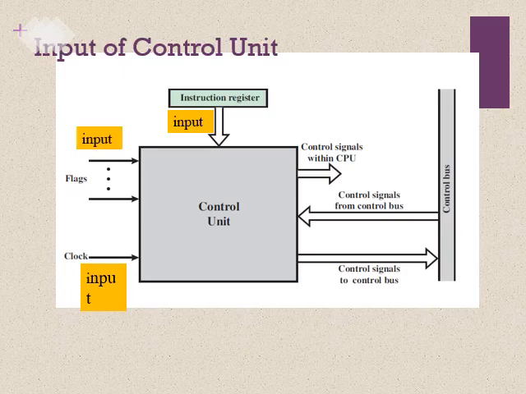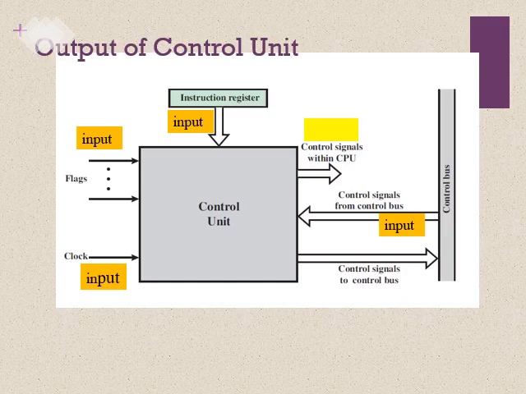Then we have flags. You are familiar with flags. They are needed to determine the status of the processor and the outcome of the previous ALU operation, because the results of the operation will in turn be put inside the flags register, and it determines whether overflow or zero happened, and the rest. And the last input is the control signals from the control bus. It will provide signals to the control unit. So these are the inputs.